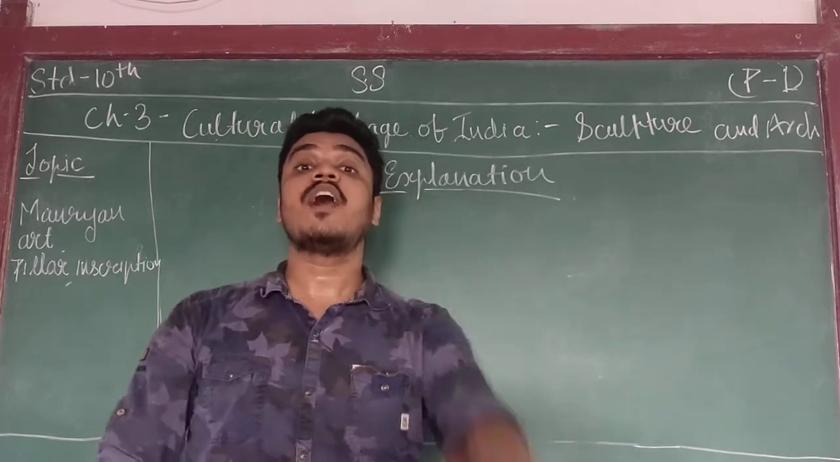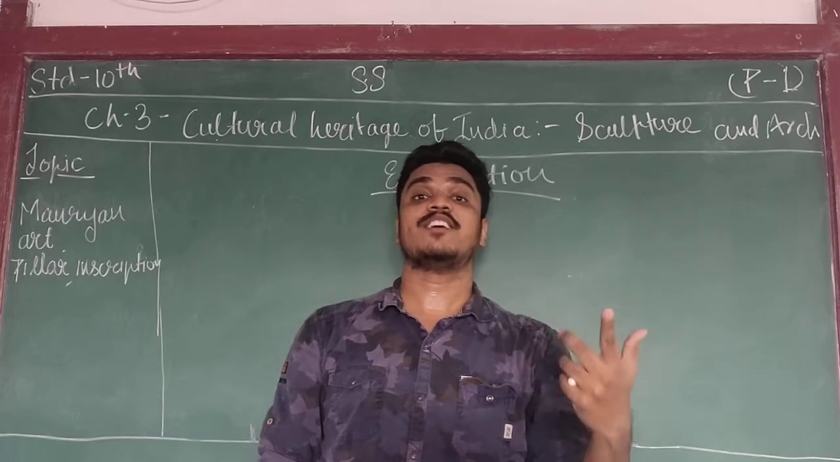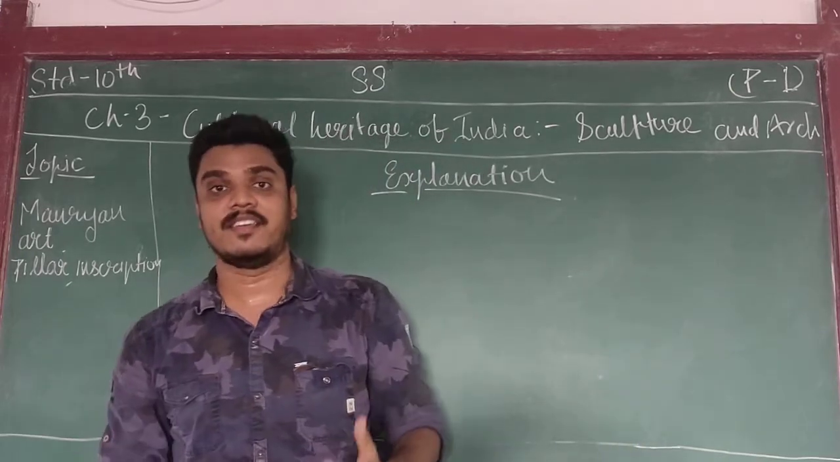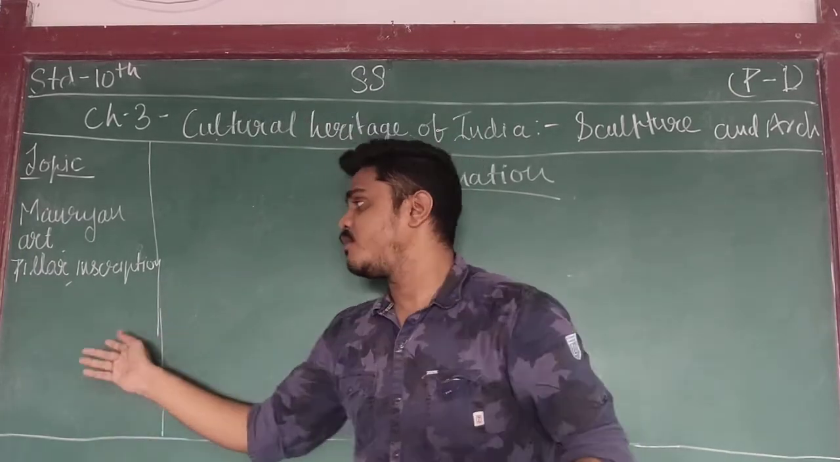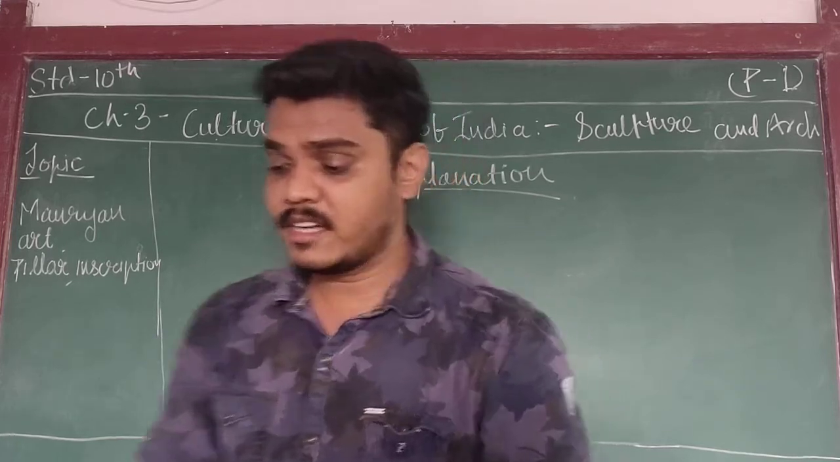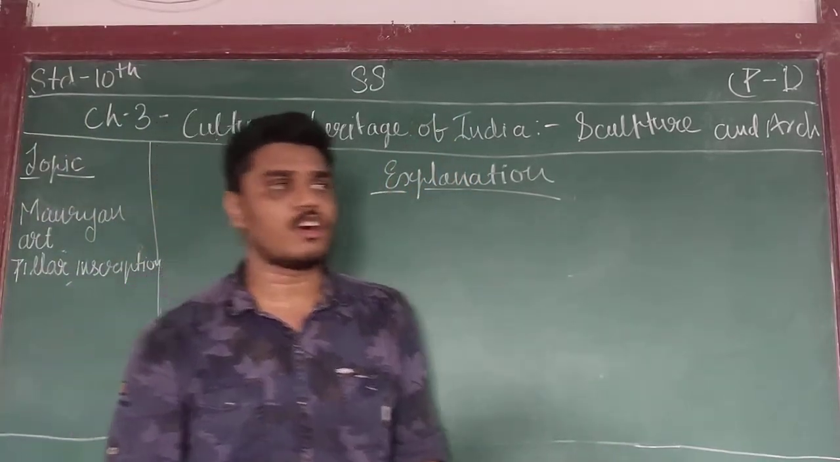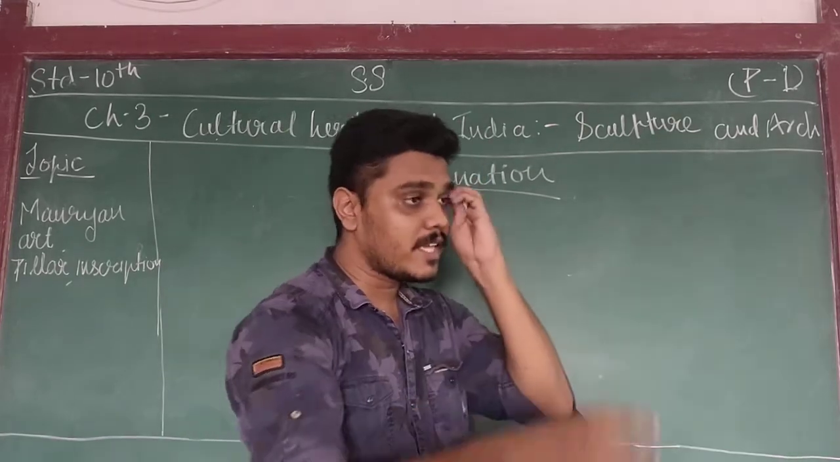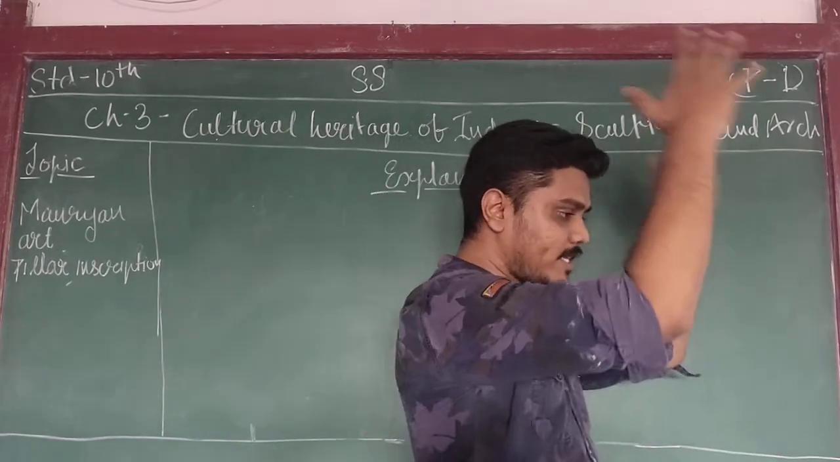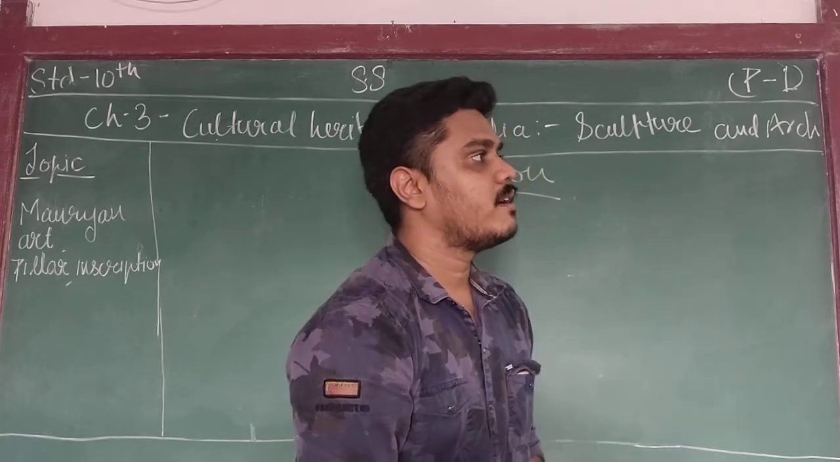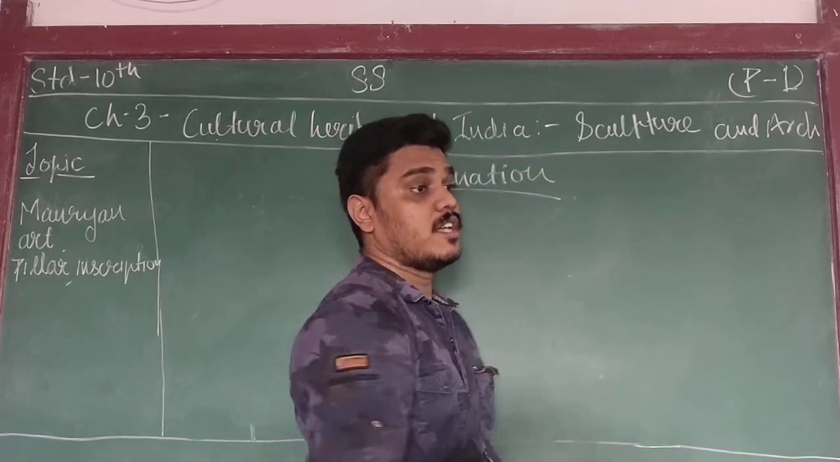Raja Ashok, Samrat Ashok, not Raja, it's Samrat Ashok. He is the only person who is called a Samrat. He has more pillar inscriptions in his own area. Okay? And a pillar inscription is made up of a single rock. You can say there is a pillar, or you can say it is a rock standing with all the writing on it.